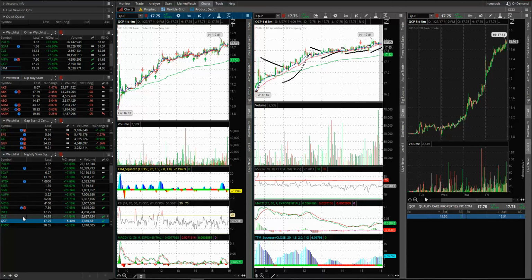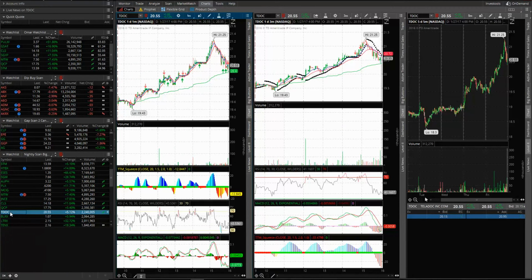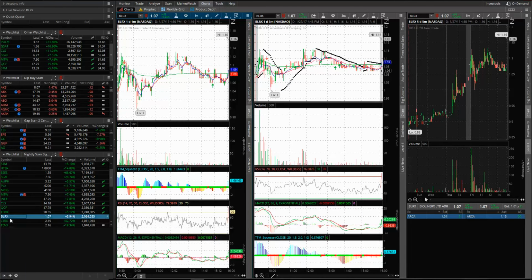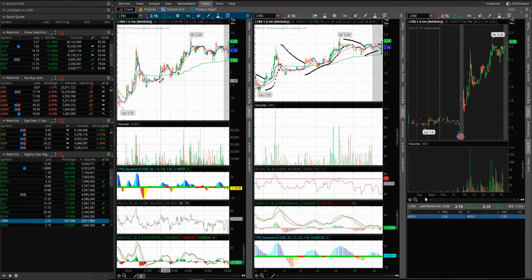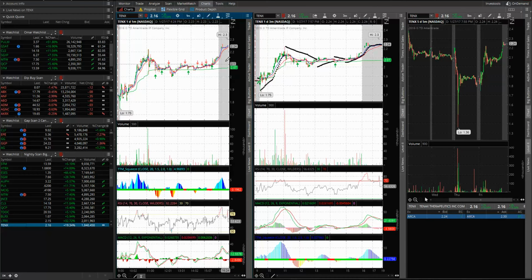All right, TDOC, that's the 1 minute, 1 day. This thing gapped up and then sold off right at the open. Now, I'm not interested. BLRX, no way. Chart looks ugly. LTRX, I don't like the way it looks. TNX, it kind of went sideways into the close and it kind of gapped up. I don't love it. I'm not going to put it on my watch list.